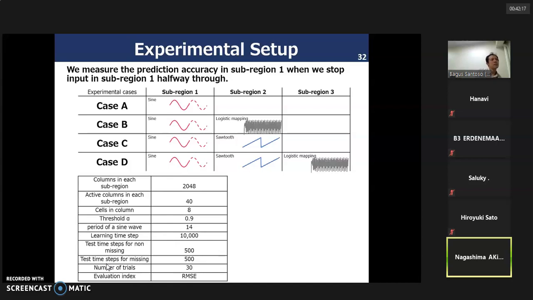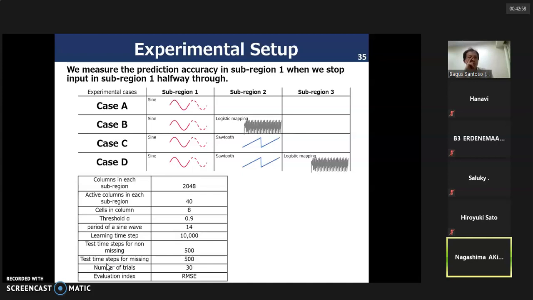To verify the effectiveness of the proposed method, we use three artificial time series data: sine wave, sawtooth wave, and logistic mapping. Sine wave and sawtooth wave have the same period. In contrast, the logistic mapping is periodless. We ran the experiment on four test cases A to D. Case A receives data only in subregion 1. Cases B and C receive data in subregions 1 and 2. Case D receives data in all subregions 1, 2, and 3.